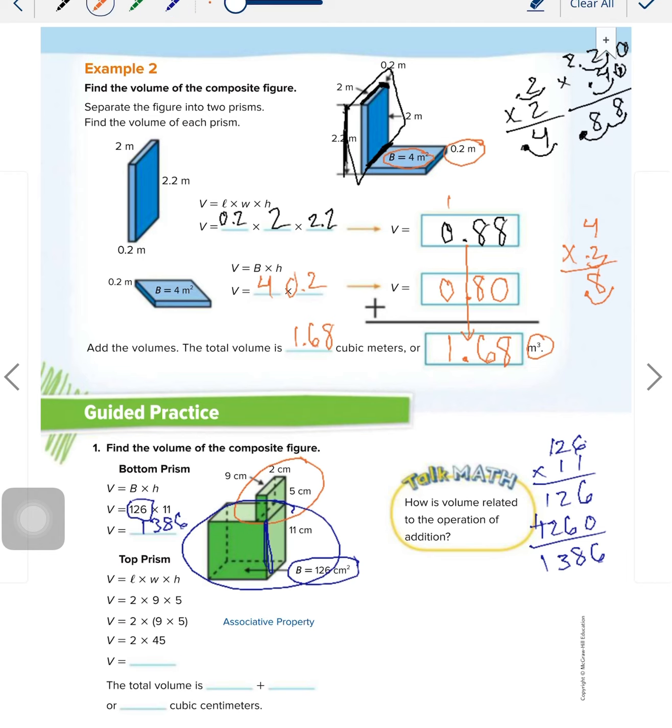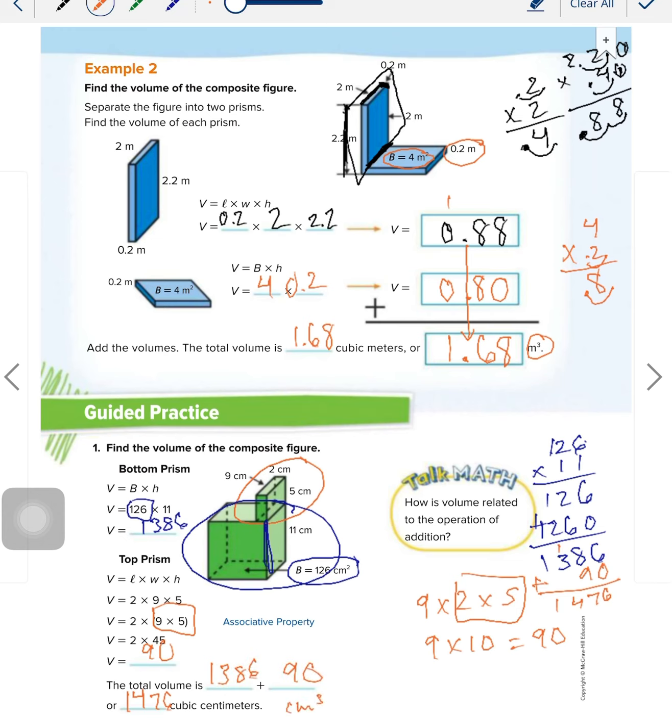So we have to do length times width times height. So we have 9 times 2 times 5. So we can do 2 times 5 first, just like they showed here. And 9 times 10 equals 90. So I'm going to add 90 over here. 6 plus 0 is 6. 8 plus 9 is 17. Carry the 1. 1 plus 3 is 4. 1 plus nothing is 1. So we end up with 1,476. So we did the 1,386 plus 90.